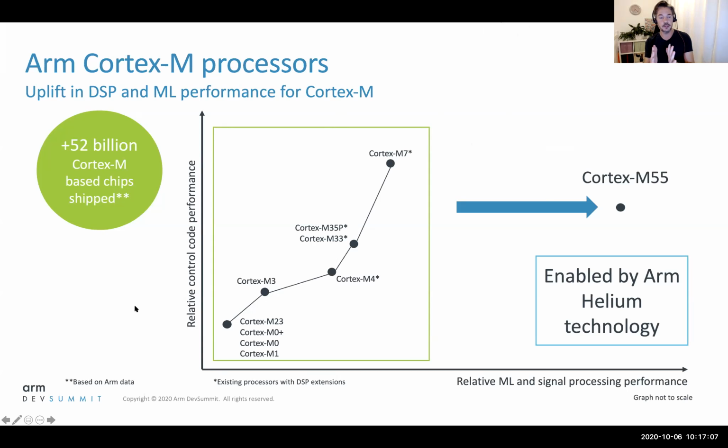If we move a little bit towards the middle of the spectrum, we have the Cortex-M7, which is the most capable when it comes to running control code or regular code. And I think sometime next year we will see a Cortex-M55 in the market, a processor that offers you the highest ML performance out of all these M-class CPUs, and it does so utilizing Helium technology. We'll talk more about that in a couple of slides.